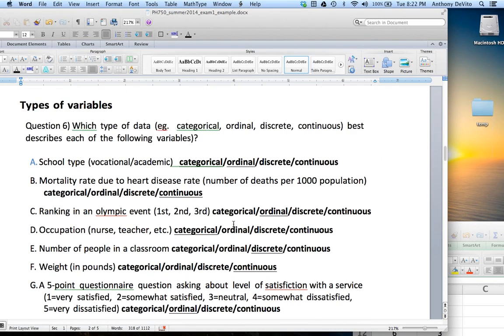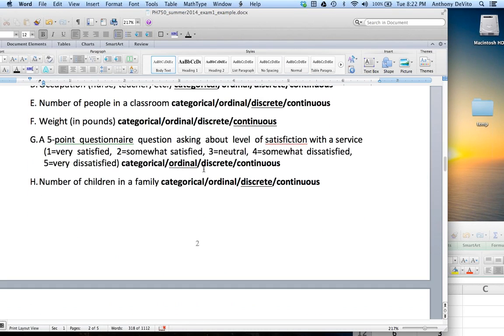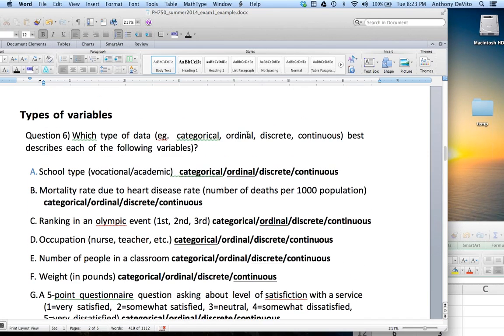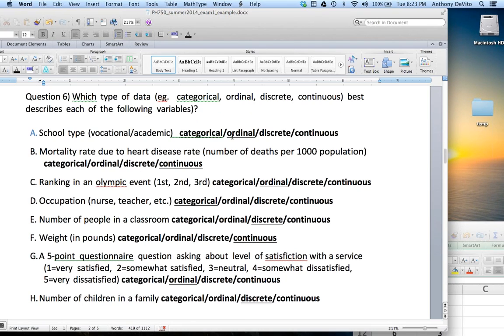Types of variables. We did this first homework. We did a lot of this. We spent almost the entire first day on types of variables. Which type of variable are these various things? Okay, and I may leave out discrete and just look for categorical, ordinal, or continuous because it's always so shaky picking one or the other.